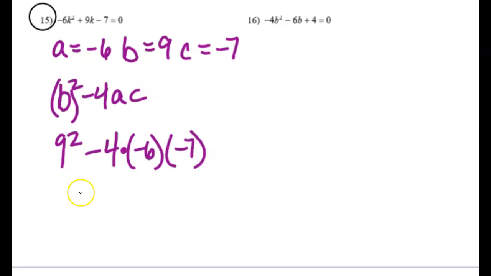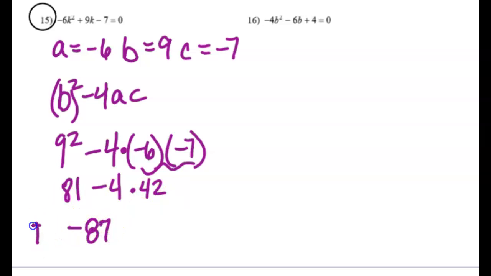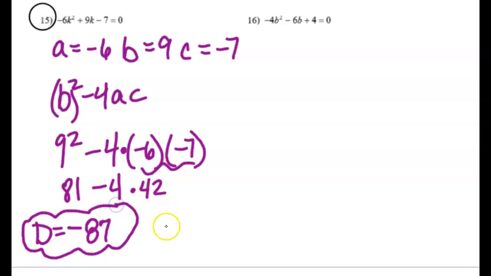I got a negative. Oh, because, yeah, okay, this is 81 and it's -4. When you multiply those, you get 42. Yeah, so it does, I got -87. Sorry, I misled you there. Great job on the video, Hofbauer, making a mistake again. All right, so the discriminant is -87.